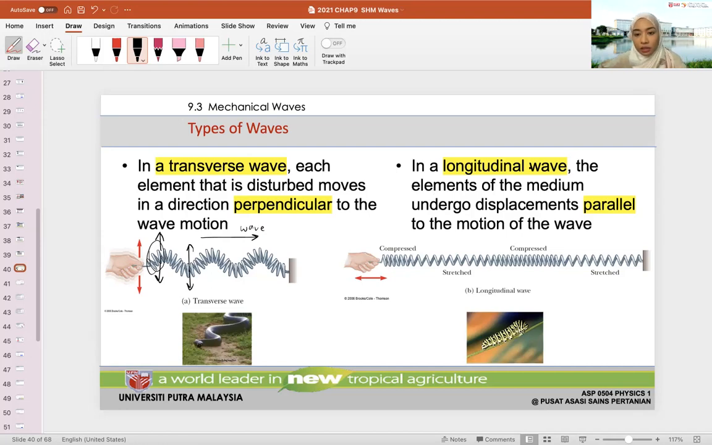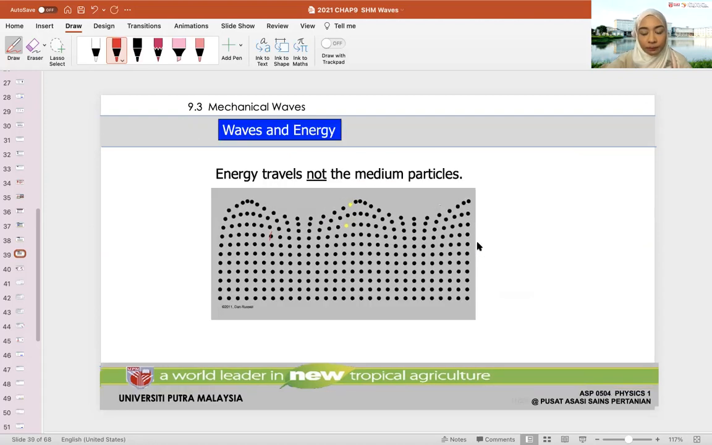Okay, and then in a longitudinal wave, the elements of the medium undergo displacement parallel to the motion of the wave. So I'm assuming that the wave is traveling this way, and the motion of the particles is basically parallel. So the wave is to the right, and the particles of this string are either moving to the right and to the left. Now let's go back to our diagram just now.